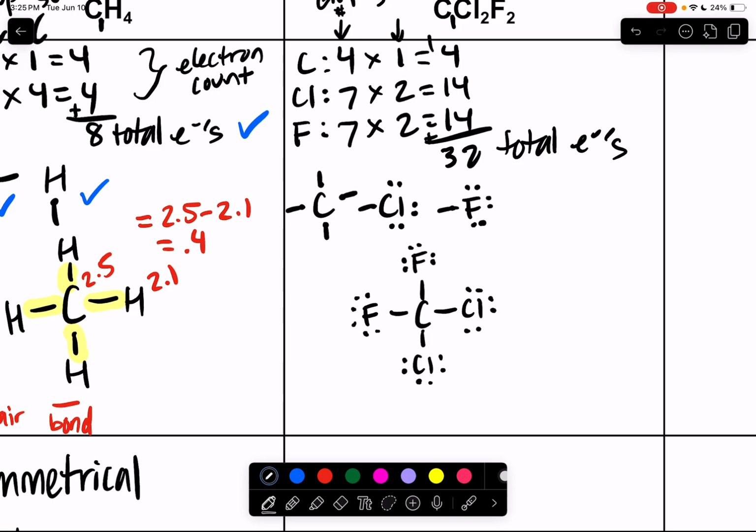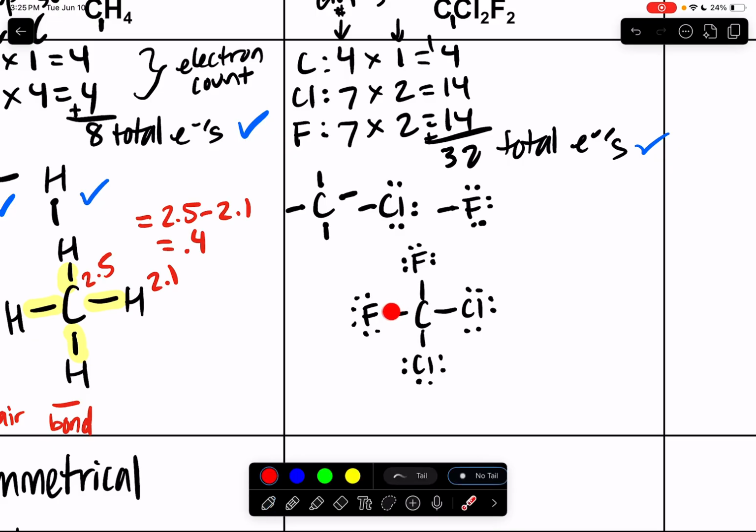And now I'm going to do my count to make sure that I have 32 total electrons, and I'm going to double check the number of bonds each atom is making. So if I look at this, I have 2, 4, 6, 8, 10, 12, 14, 16, 18, 20, 22, 24, 26, 28, 30, 32. So that checks out. I have 32 electrons. And now let me look at my bonds.